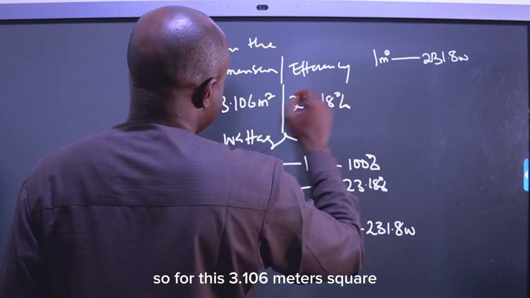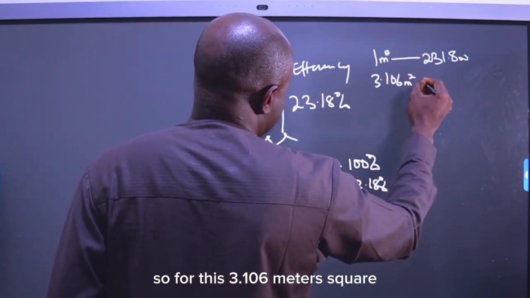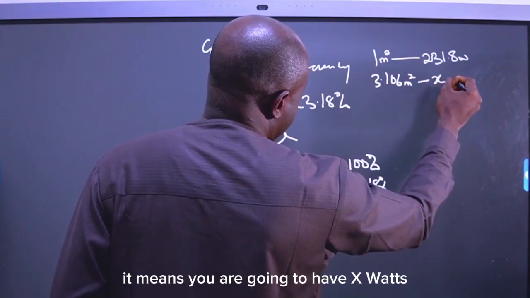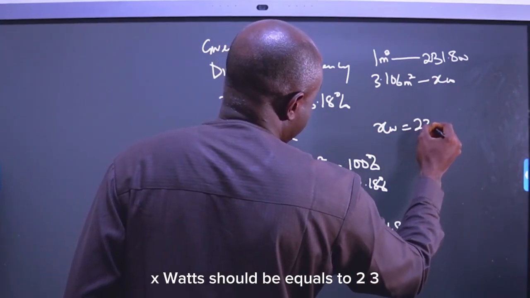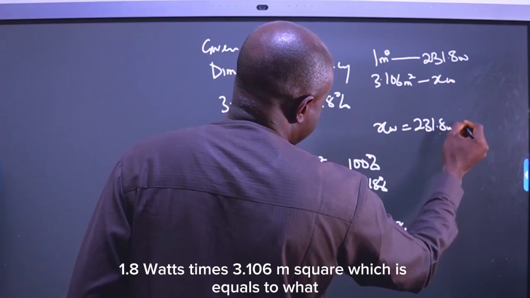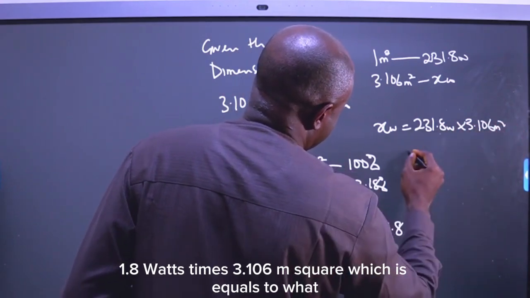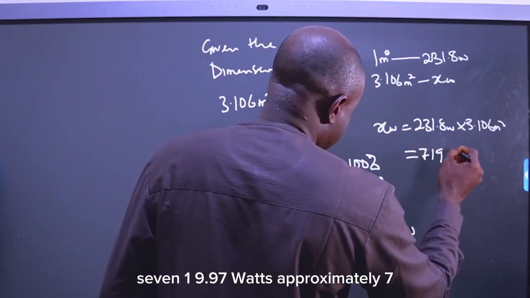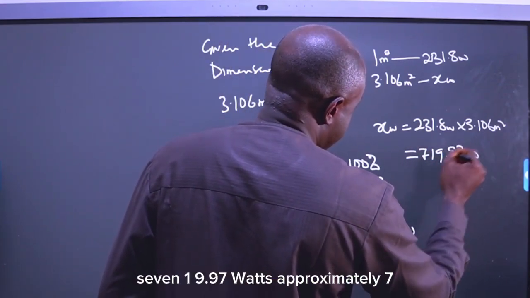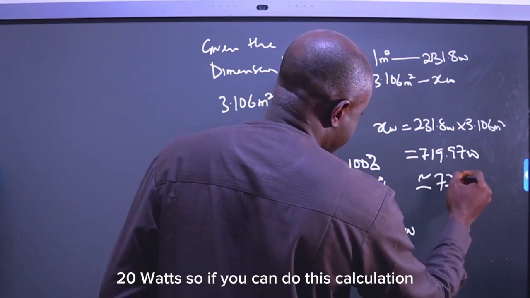So for this 3.106 meters square, we are going to have X watts. X watts will be equal to 231.8 watts times 3.106 meters square, which is equal to 719.97 watts, approximately 720 watts.